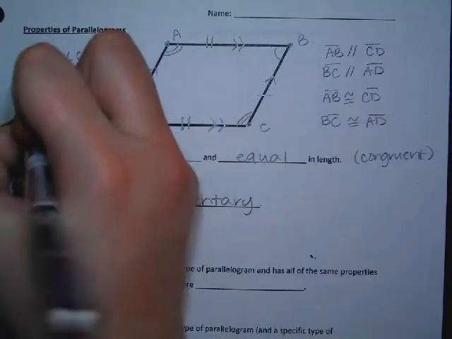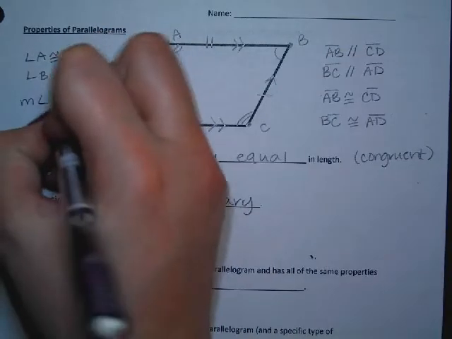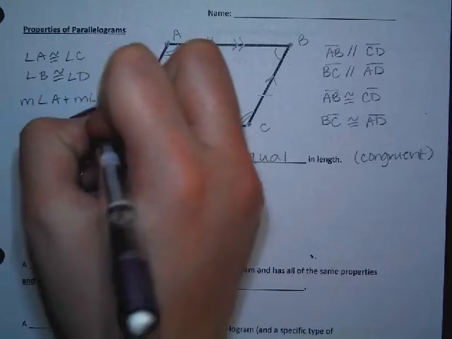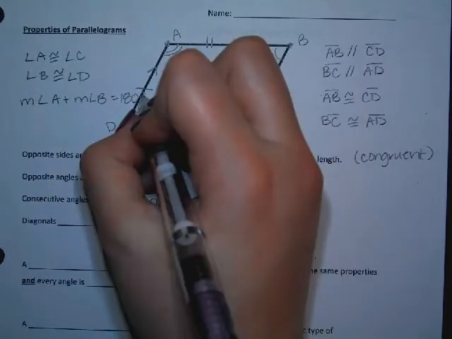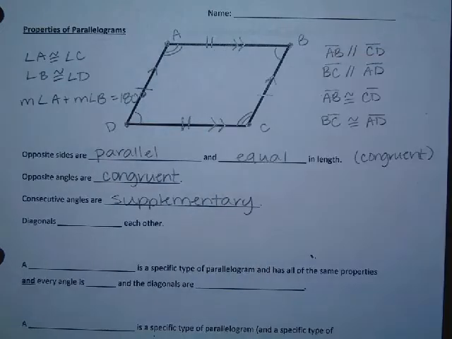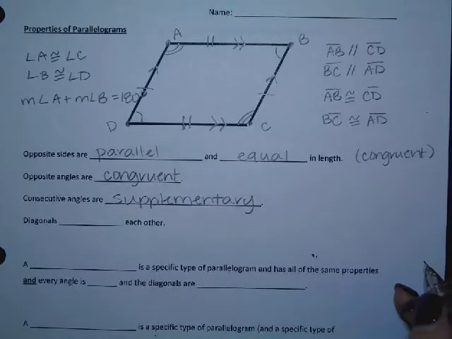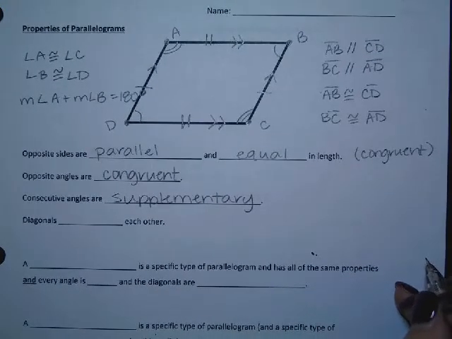So we're going to say the measure of angle A plus the measure of angle B is going to equal 180 degrees. I am not going to write down all the different ways that that can happen in this parallelogram, but you get the idea.